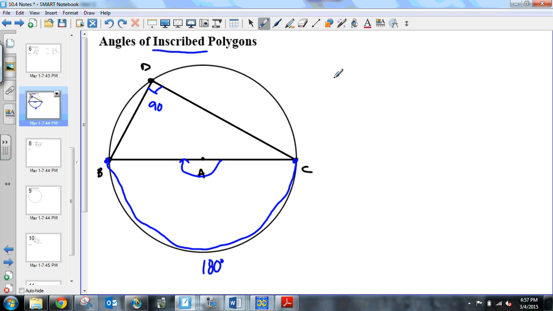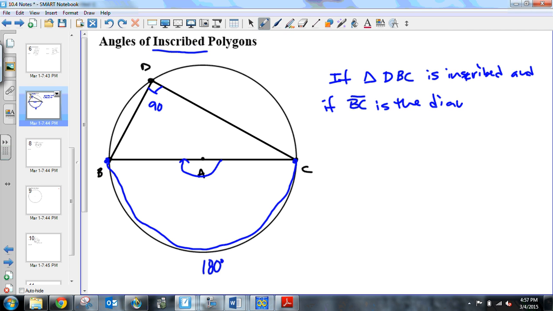So what we can say about this is that if triangle DBC is inscribed, and if BC is the diameter, then angle D must be a right angle. Must be a right angle. It has to be a right angle.